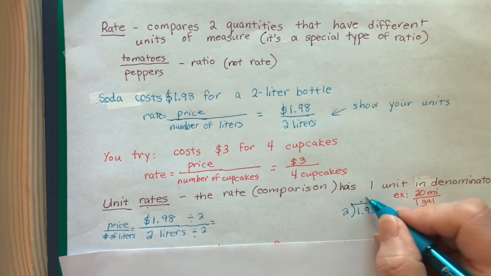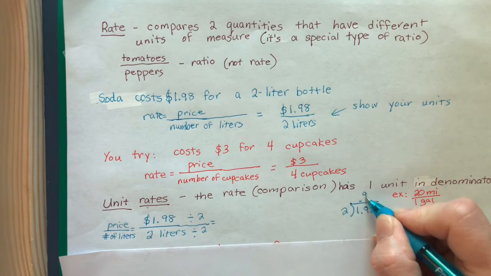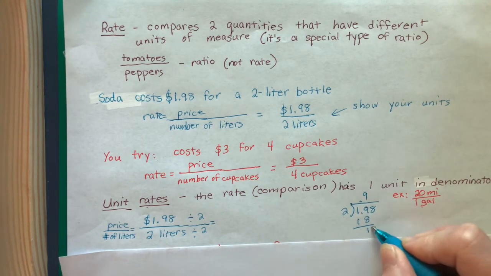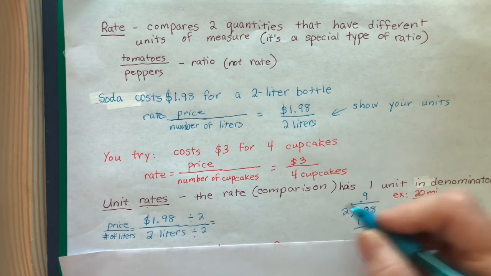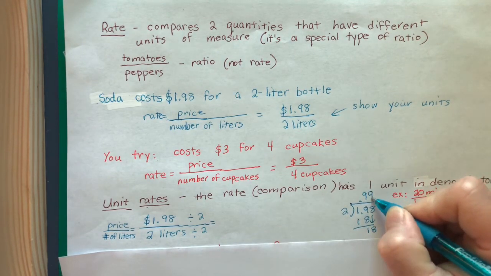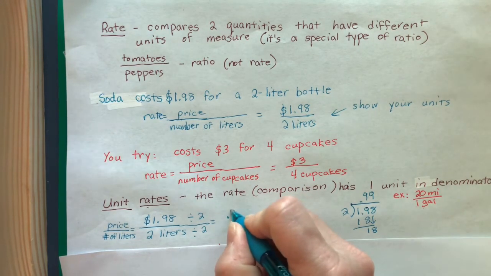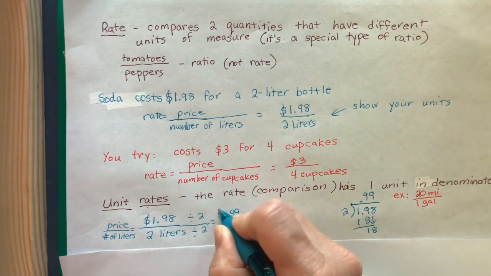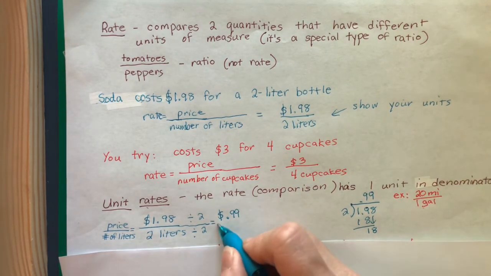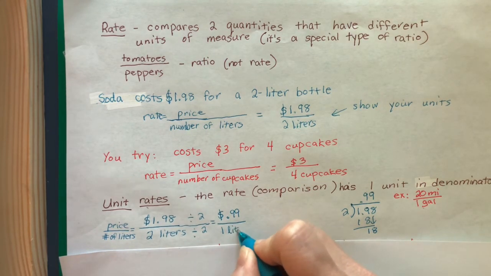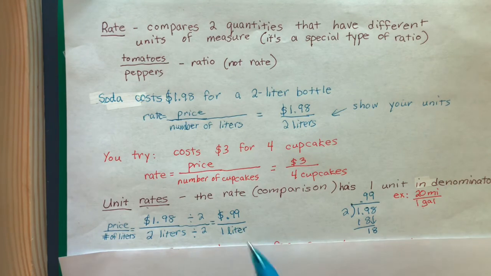2 doesn't go into 1. I put my decimal here. 2 goes into 19 9 times. 18. Subtract, I get 1. Bring down my 8. And 2 goes into 18 9 times. So it is 99 cents. So I can write that like this, over 1 liter. So it's 99 cents per liter. That is my unit rate.